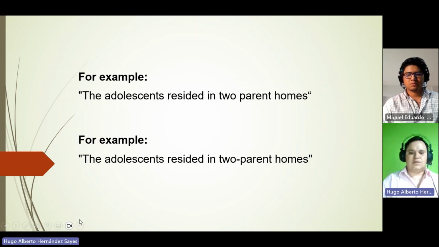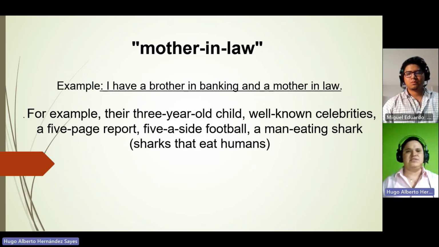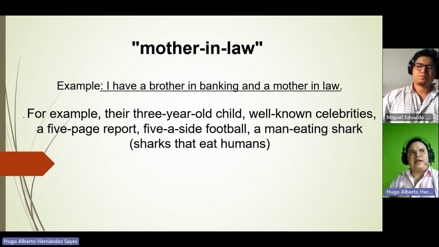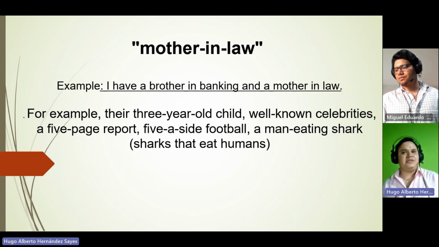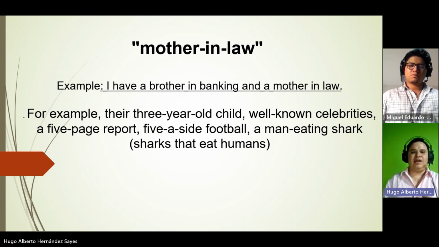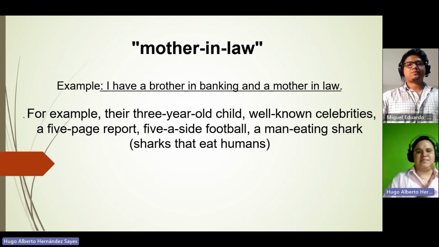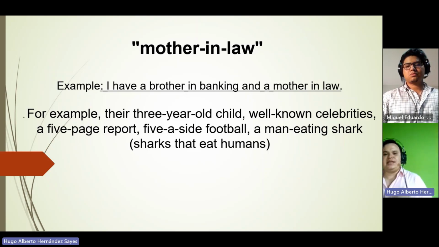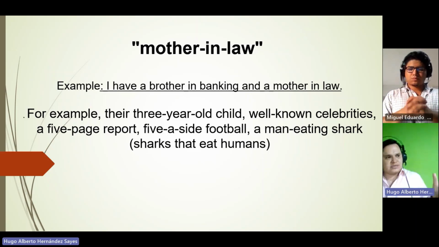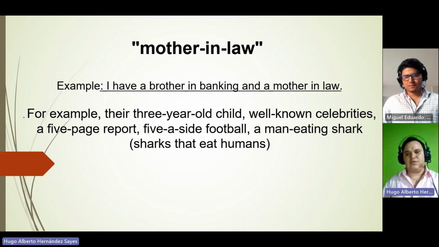So, I would like to show this example. For example, the word mother-in-law, which is very common in the English language, because not all compound nouns require a hyphen. However, mother-in-law does require hyphenation to avoid ambiguity. Without the hyphenation, it could mean that your mother works in the field of law. For example, as you can see, I have a brother in banking and a mother-in-law. If you don't use the hyphen in the word mother-in-law, we can understand that probably your mother works in the field of law. That's why, as you can see, compound words help to understand the word better.